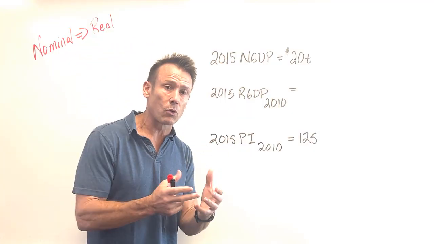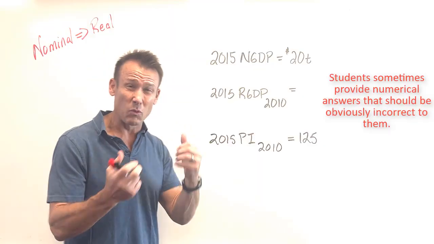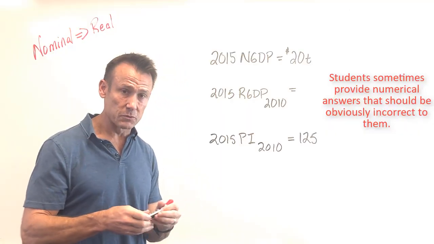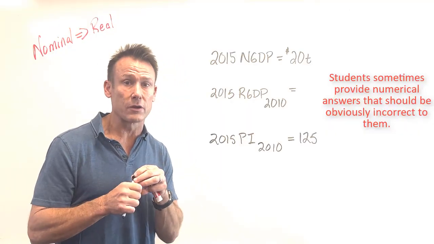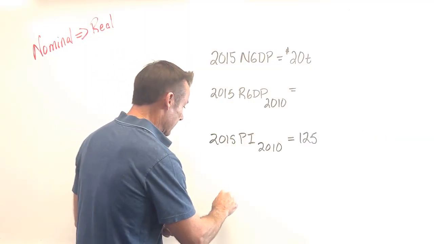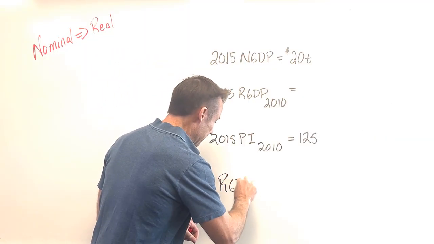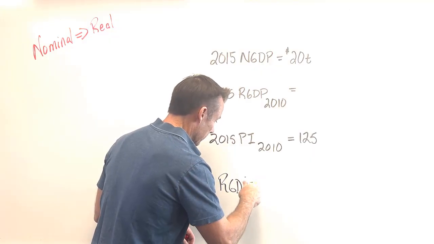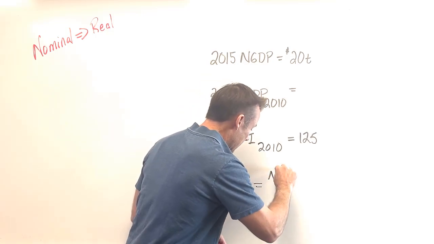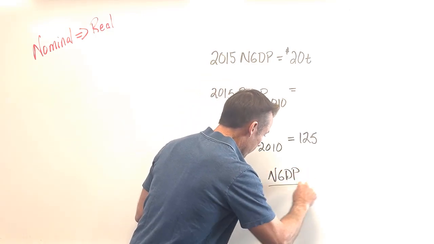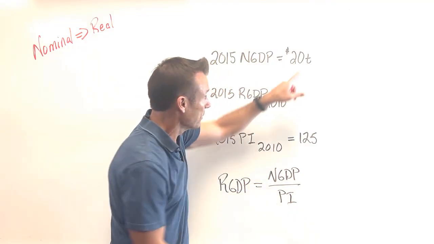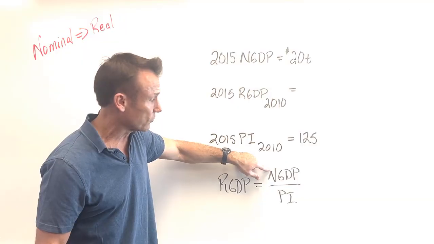I think it's really important for students to look at the data and say, what's the value that I expect to get from this? Now, here comes the formula, which here at Econ Busters we're not huge fans of, but this is the formula you would have to apply. The real GDP equals the nominal GDP over the price index. So we know this value. That's 20 trillion, so 20 trillion goes right there.